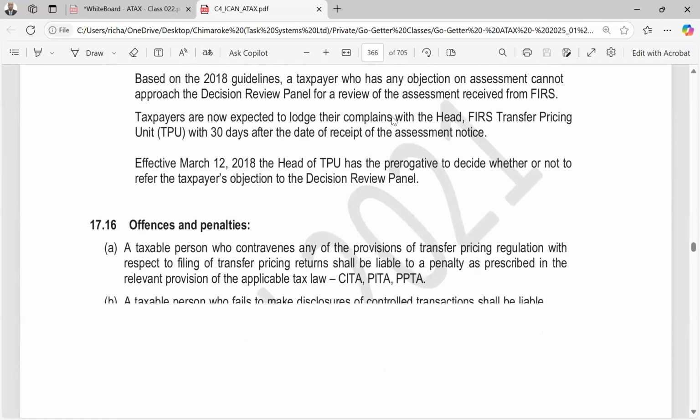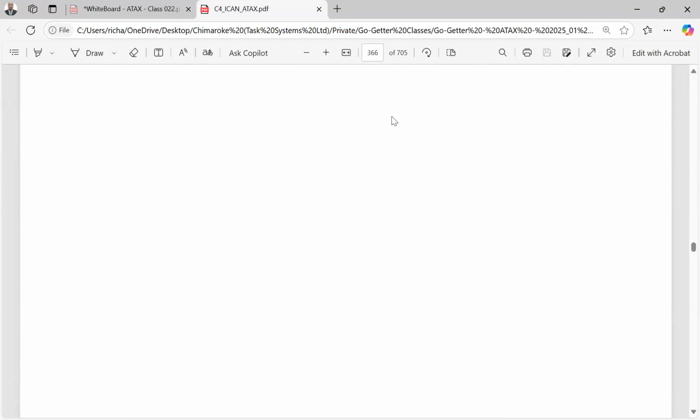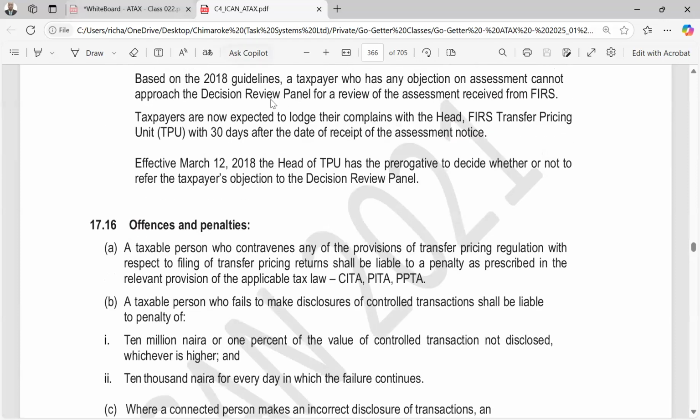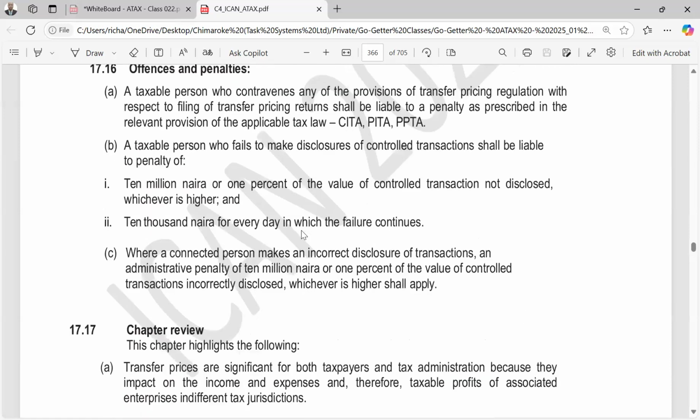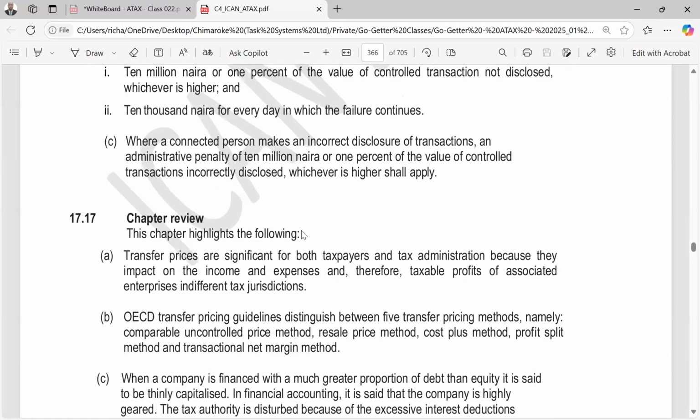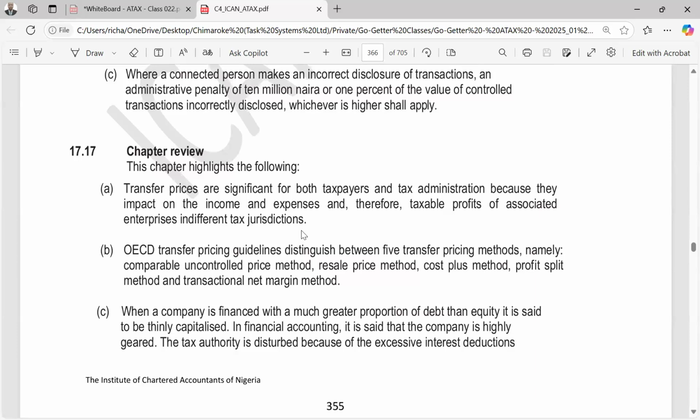So some of these things here are just for comprehensive material, but many of them are not coming in your exams. So the things I will advise you to focus on are the objective of transfer pricing. You need to know the transfer pricing methods. You need to know the arm's length principles. These are the places where I will see them bringing exam questions for you.